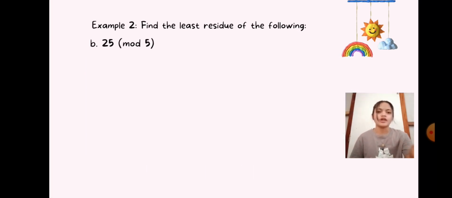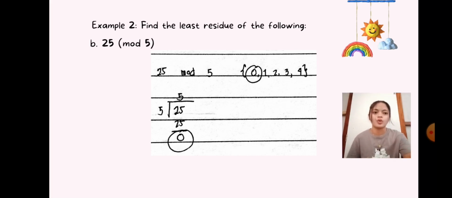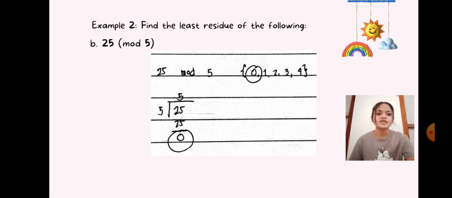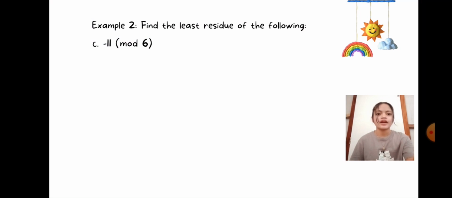Another example, 25 mod 5. The least residue system mod 5 is 0, 1, 2, 3, 4. When we divide 25 by 5, we get 5 with remainder 0. So the least residue of 25 mod 5 is 0. Another example.